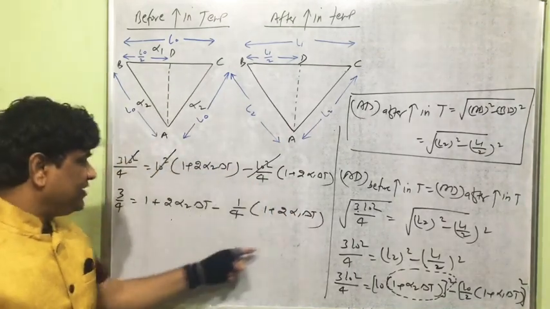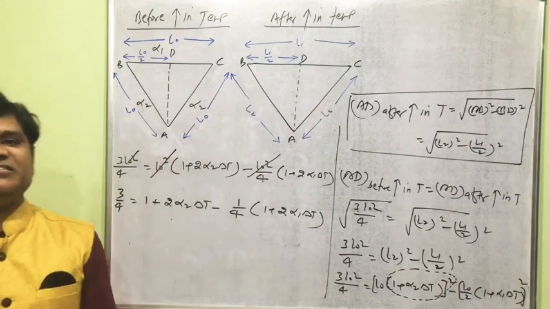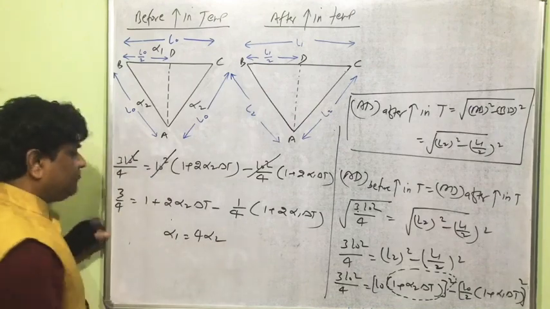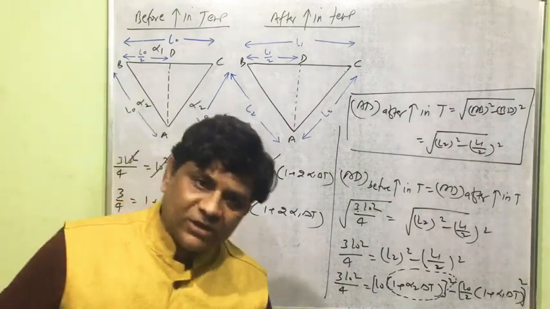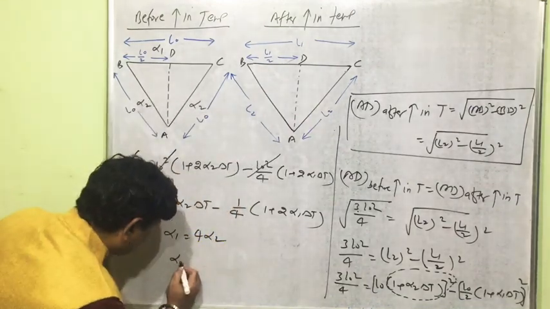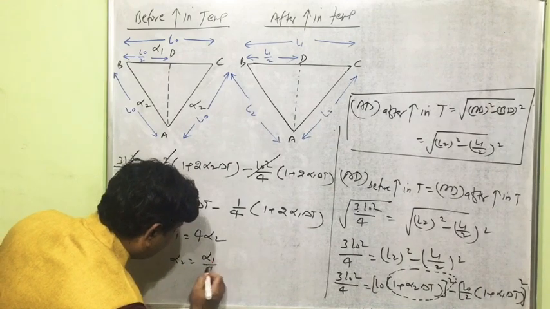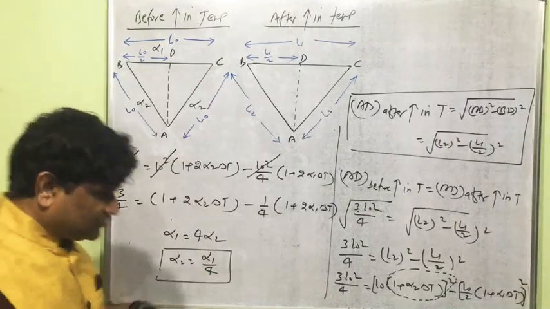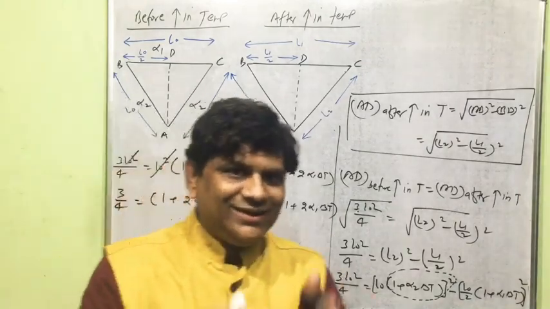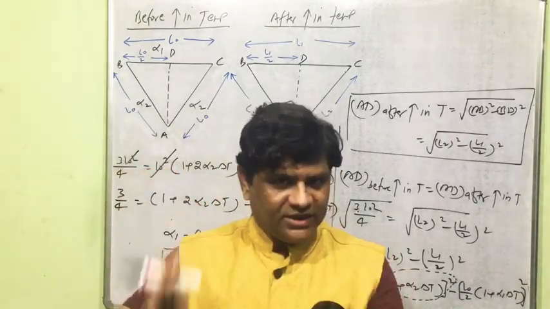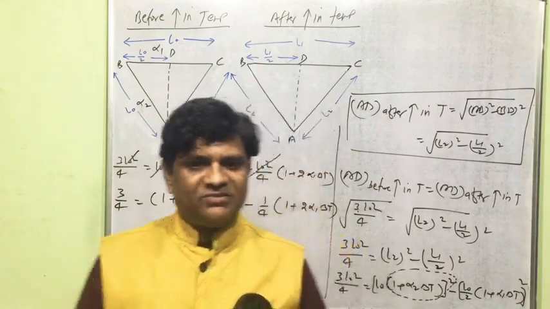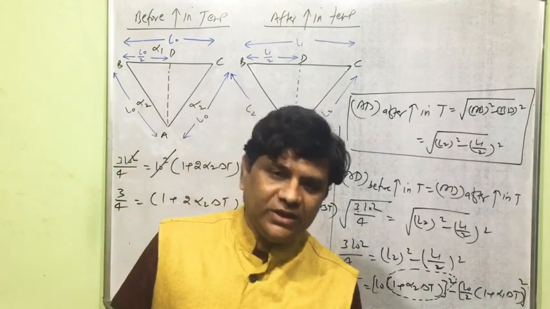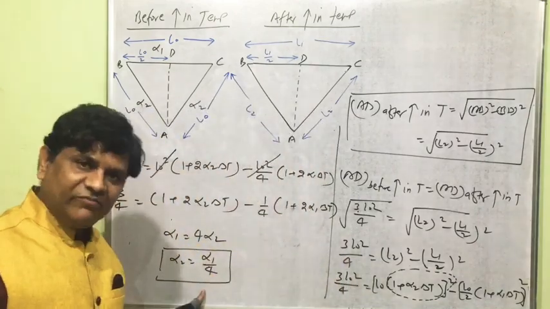Now we can simplify this relation. After simplification, you will get alpha 1 equal to 4 times alpha 2, or alpha 2 is equal to alpha 1 by 4. So it should be clear here. AD does not change with rise in temperature. It is possible only when alpha 2 will be equal to alpha 1 by 4. So this is the right answer of our question.